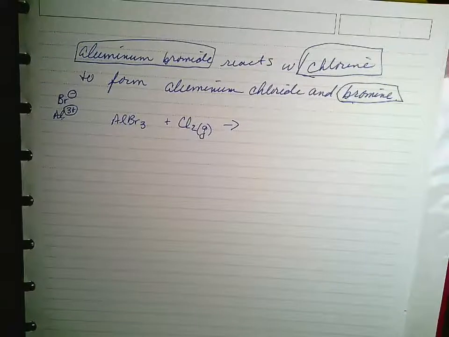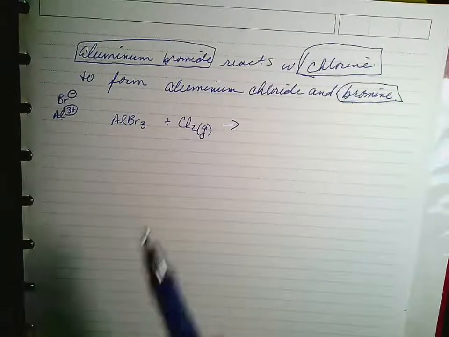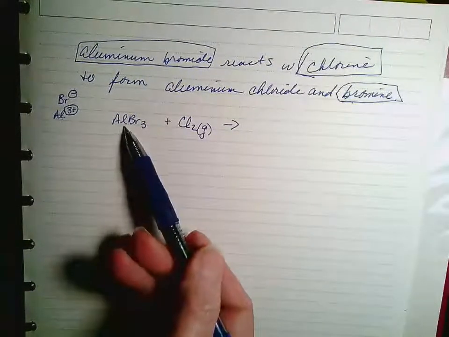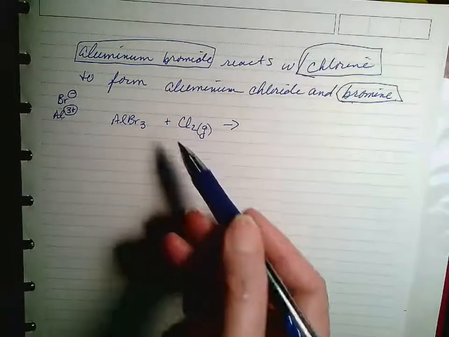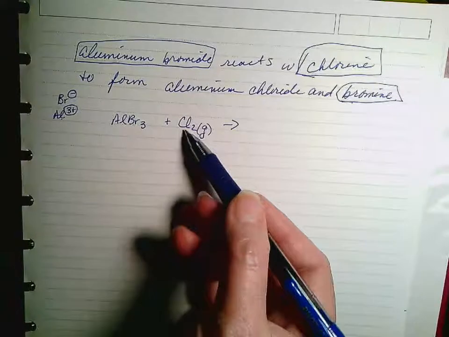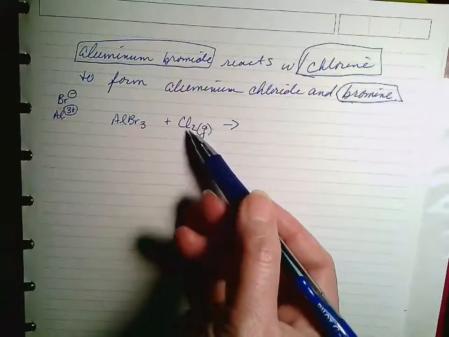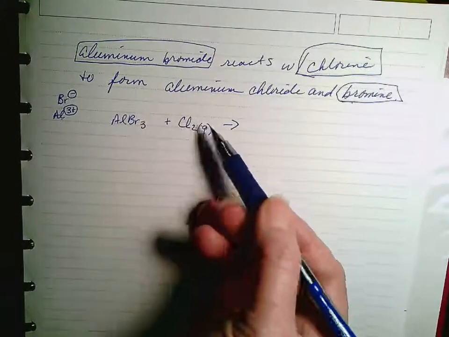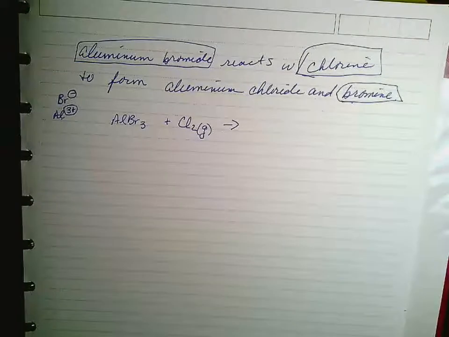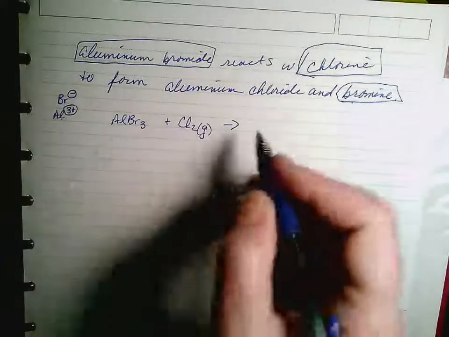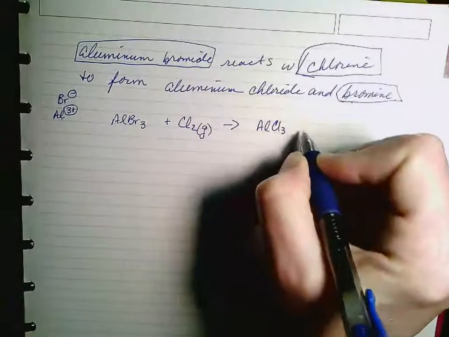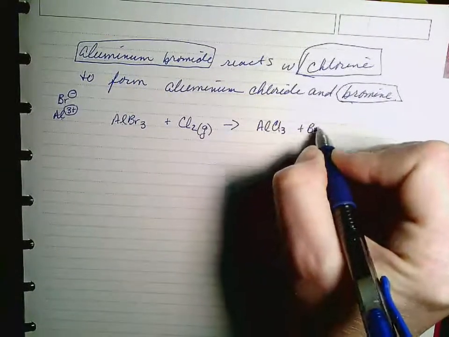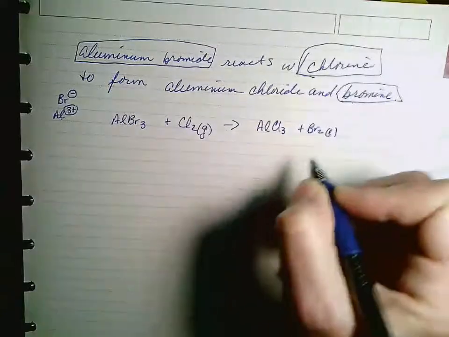And then for the products, it helps to figure out the products if we know what type of reaction it is. And this one is an element with a compound, so this must be single displacement. So we're going to replace bromine with chlorine because chlorine is in the same group or family. They're both nonmetals, and one nonmetal will replace the other nonmetal. And so we're going to get AlCl3 plus Br2, which would be a pure liquid.